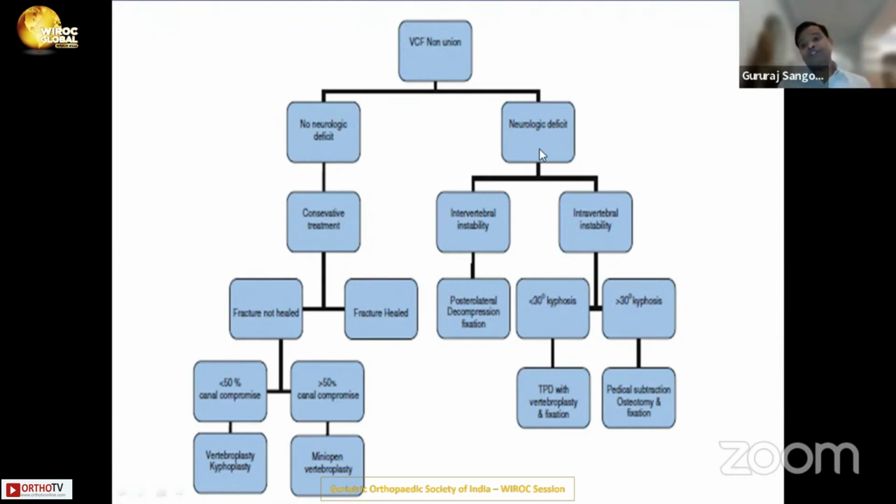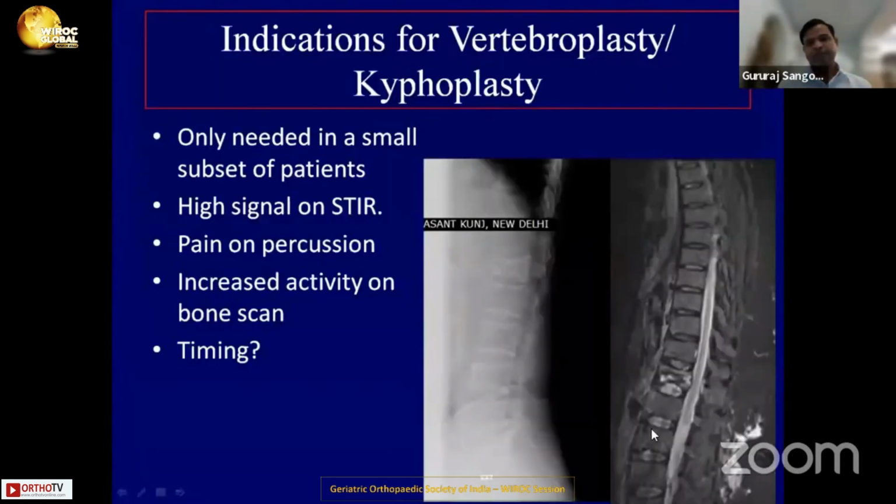If there is a neurological deficit at presentation, we have to differentiate these 2 kinds of instabilities: intervertebral instability and intravertebral instability. Because if you do a vertebroplasty or a kyphoplasty when there is an intervertebral instability, you will fail in that surgery. So if there is an intervertebral instability, you need to fix it. For intravertebral instability, if the kyphosis is less than 30 degrees, again you can do vertebroplasty with fixation or without fixation. If it is more than 30 degrees, you need to do a kyphotic deformity correction.